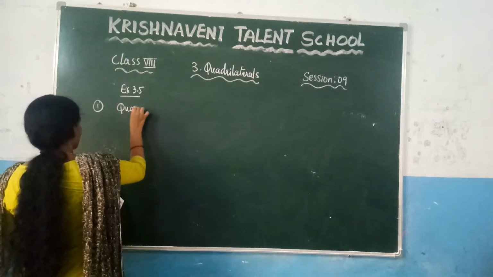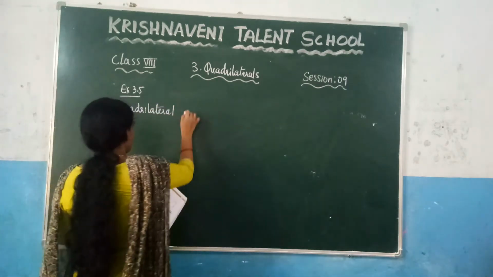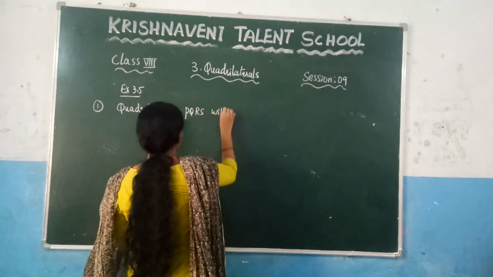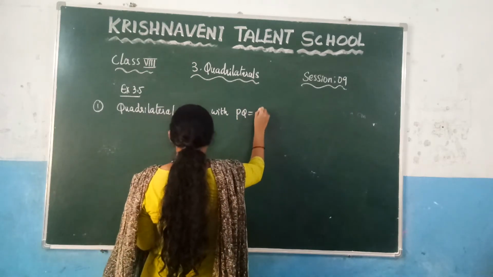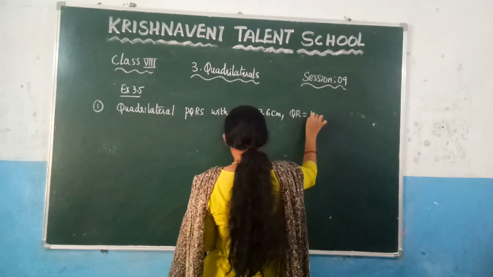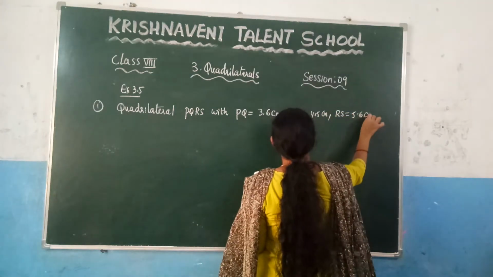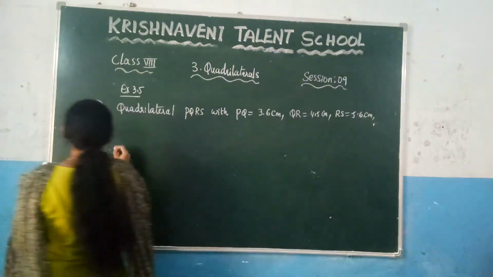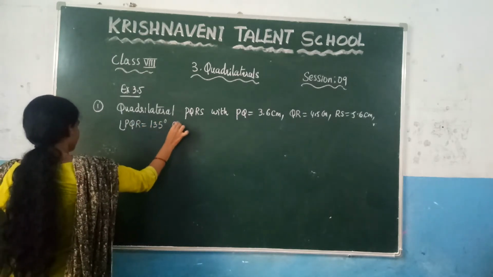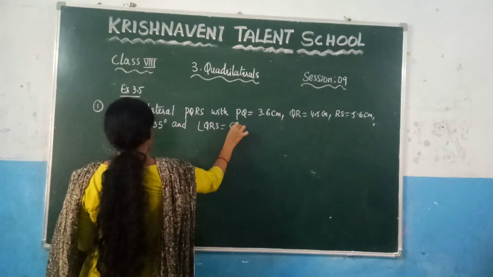What is the first question given here? You need to construct the quadrilateral, and the name of the quadrilateral they have given as PQRS, and they have given the measurements: PQ is equal to 3.6 centimeters, QR which is 4.5, RS 5.6, which is 60 degrees.